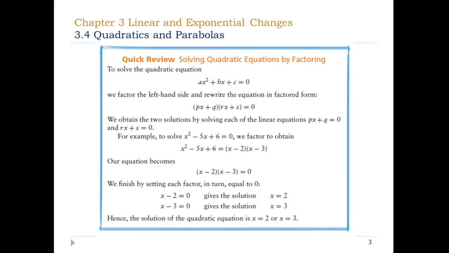For example, to solve x squared minus 5x plus 6 equals 0, we factor to obtain x squared minus 5x plus 6 equals (x minus 2) times (x minus 3). Our equation becomes (x minus 2) times (x minus 3) equals 0. We finish by setting each factor in turn equal to 0. x minus 2 equals 0 gives the solution x equals 2. x minus 3 equals 0 gives the solution x equals 3. Hence, the solutions of the quadratic equation are x equals 2 or x equals 3.